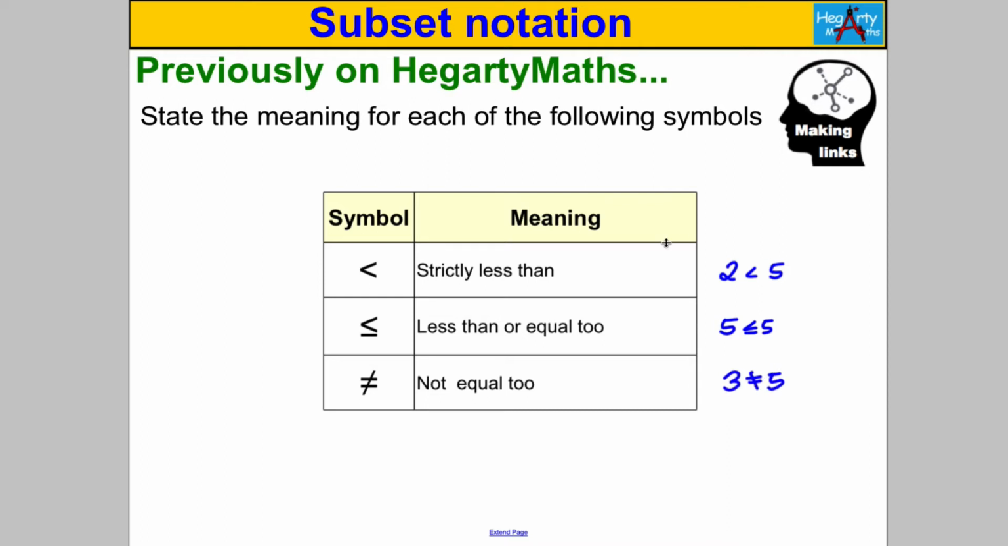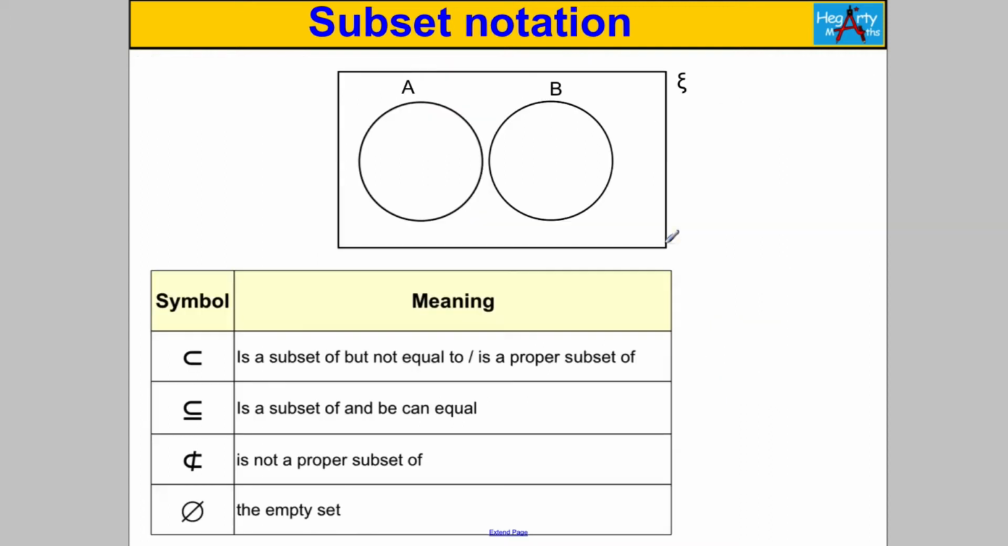Now, when we're comparing numbers, sometimes we want to compare sets and the size of sets and how they are in relation to each other, and we use what's called subset notation. So let's have a think about these and introduce them. The first symbol is a little bit like the less than sign. Similar idea to that, but with sets. If you see this symbol here, it means is a subset of, but is not equal to. Another way of saying that, the technical term, is to say it is a proper subset of.